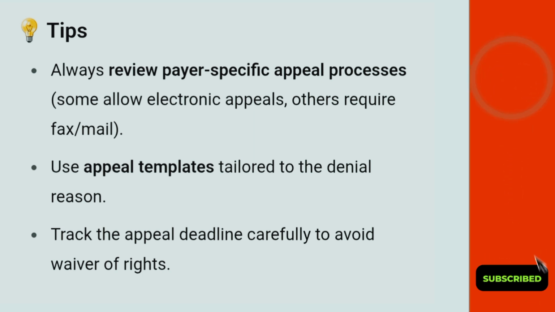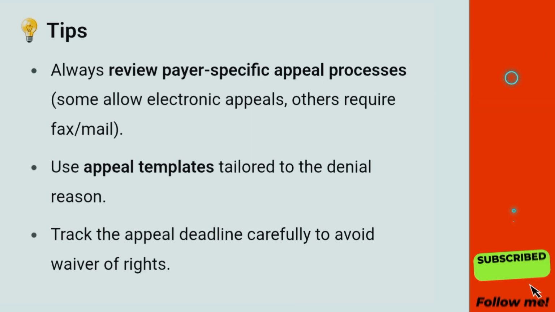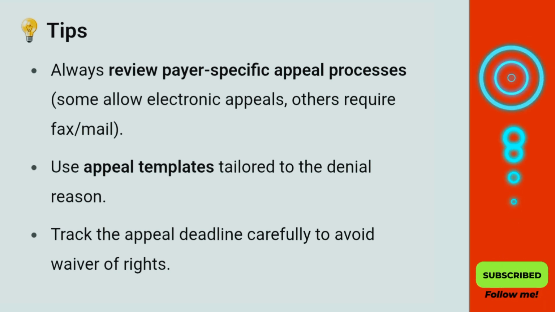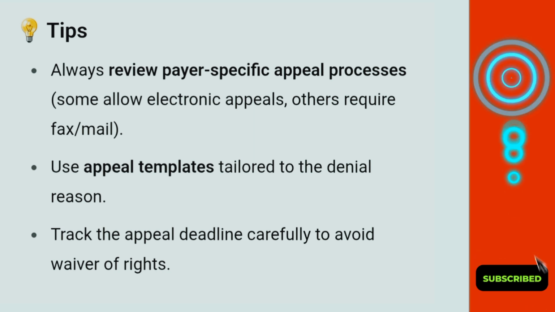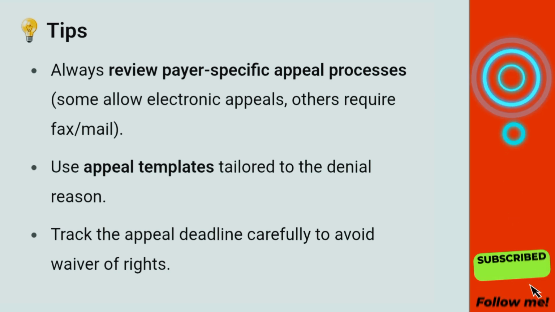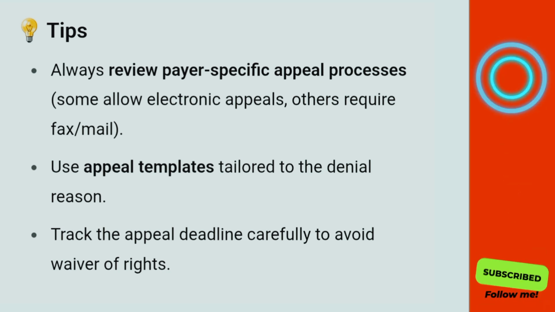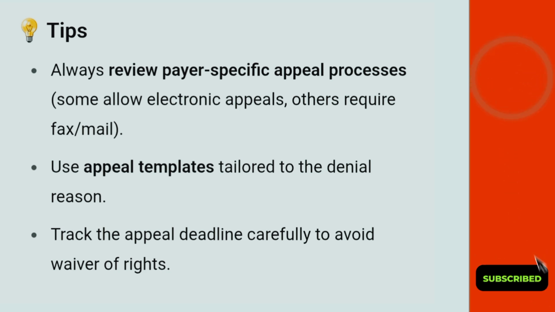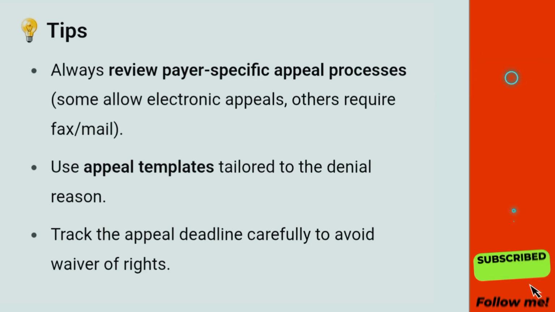And then the last one is to track the appeal deadline carefully to avoid waiver of rights. So you have to check the timely filing limits of the appeal filing, and also all the supporting documents along with that appeal. You have to check if the appeal is filed in a timely manner or not. Otherwise, you will lose the right to send an appeal, and the claim will definitely remain denied, and insurance will not entertain any complaint or any kind of dispute from the billing company or from the provider end.